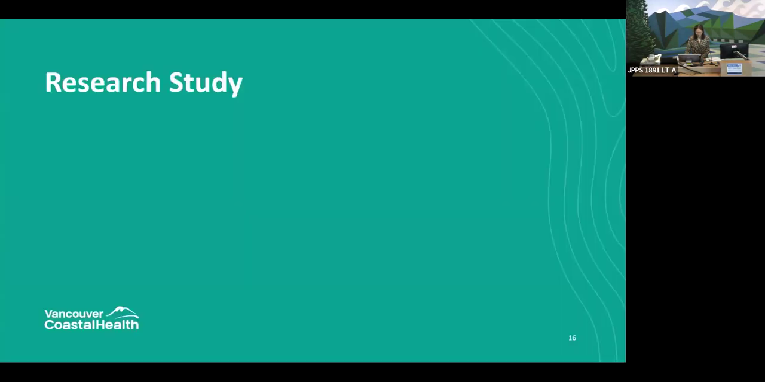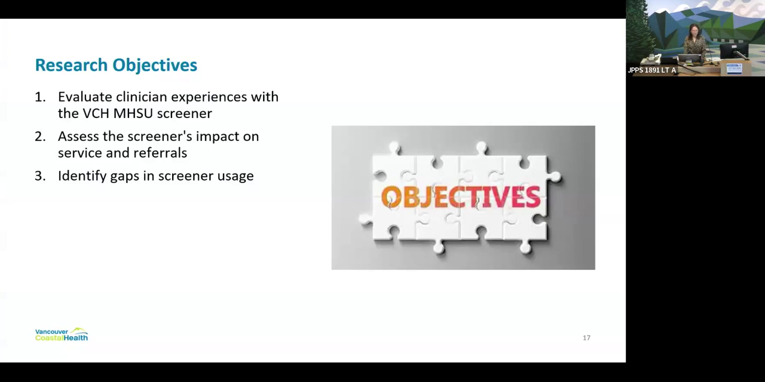So the study. The objectives of our study were to evaluate the clinicians' experiences with using the VCH MHSU screener, assess the screener's impact on service and referrals, and lastly, to identify gaps in the screener usage.